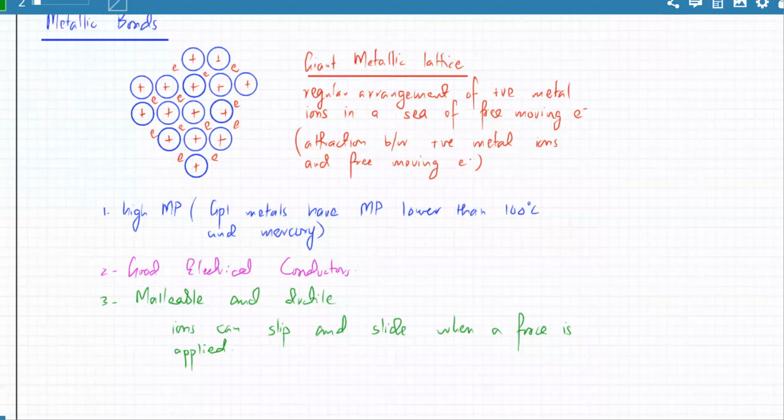Okay, so a few properties of metals, and the ions can slip and slide. So when you hammer it, you apply a force. The atoms would kind of slip and slide. They'll move or give way when you apply a force. But remember, the metallic bonding is relatively strong, so it's not going to be an easy process. The ions will slip and slide when a force is applied, but only with some difficulty, like you can't do this very easily. Most metals are kind of hard, not very soft.